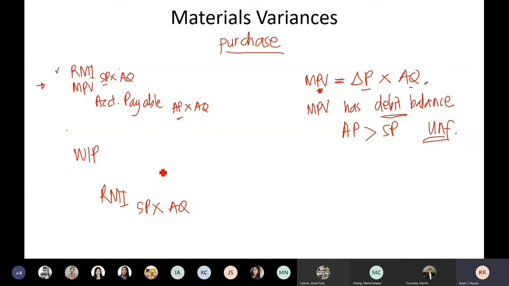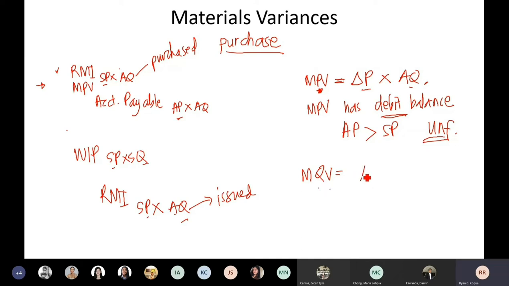Parehas silang dalawa. Mukhang sa formula, but definitely this is actual quantity purchased. But this one is actual quantity issued to production. Okay? So, be careful with your formula. So, ang WIP natin is standard price times standard quantity. So, kung makikita mo, magkamukha ang price, magkaiba ang quantity. Kaya meron tayong materials quantity variance. Okay? So, quantity variance.